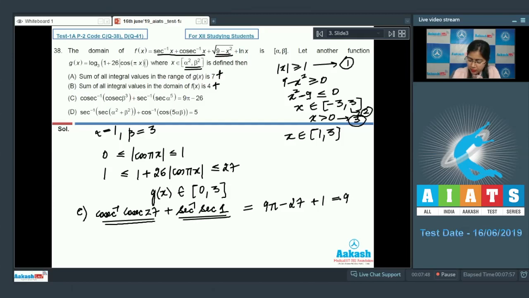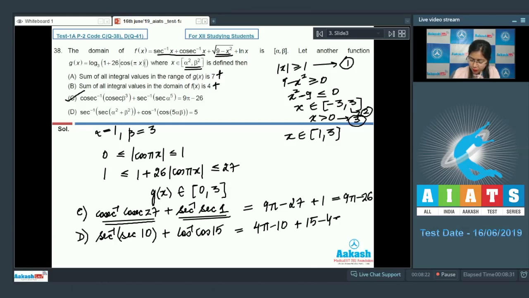So that is equal to 9 pi minus 26, which means that option number C is the correct choice. Also checking option number D, which says secant inverse, secant of 1 plus 9, that is 10, plus cos inverse, cos of 15. So this will be equal to 4 pi minus 10 plus, here we will get 15 minus 4 pi. So this will give us 5, which means that option number D is also the correct choice. So option number C and D are the correct answers.